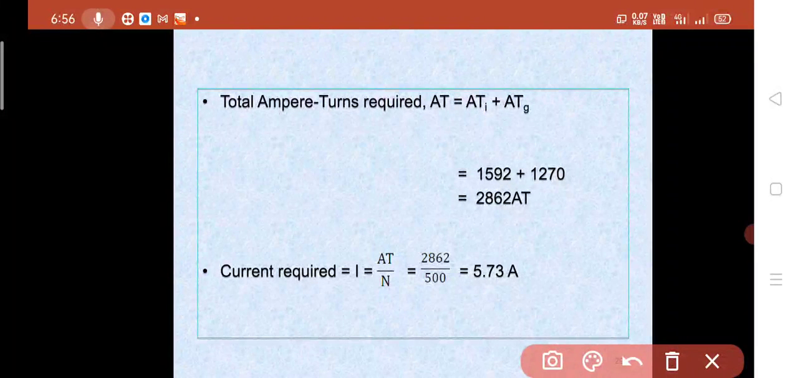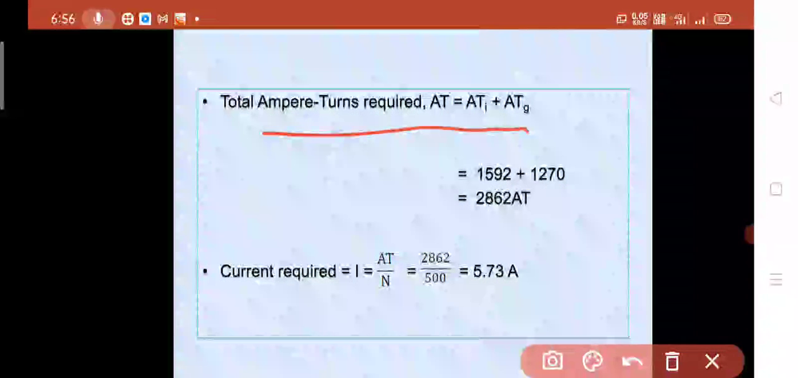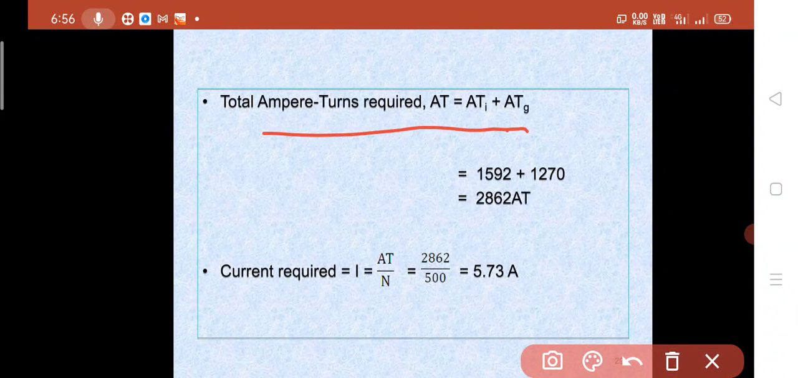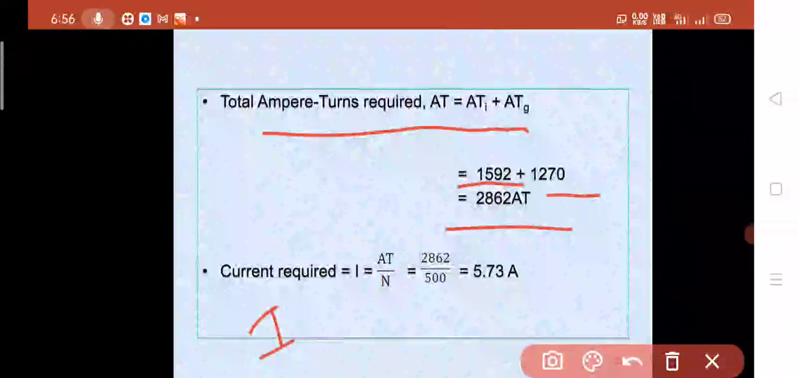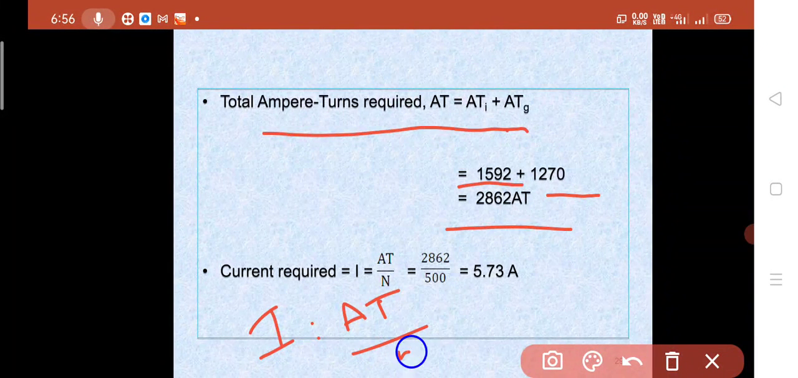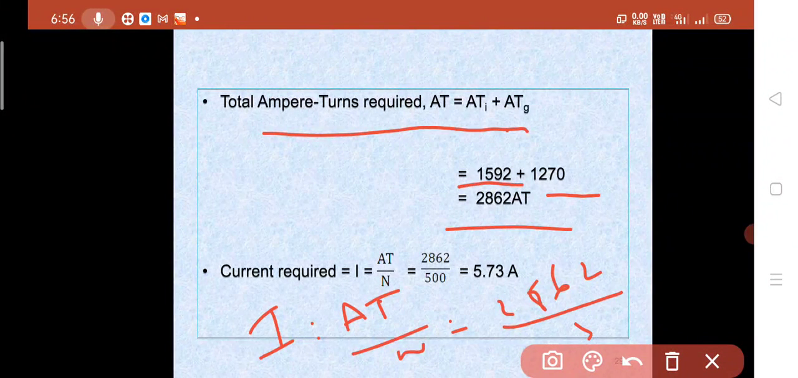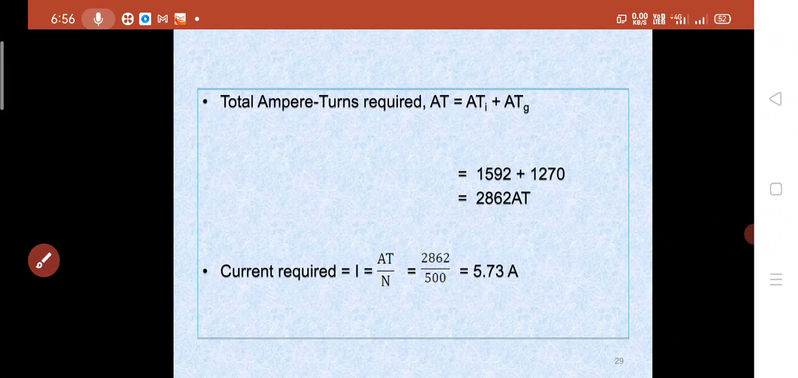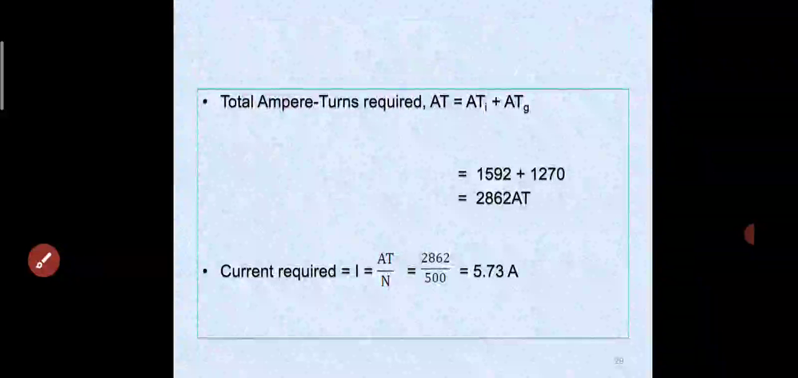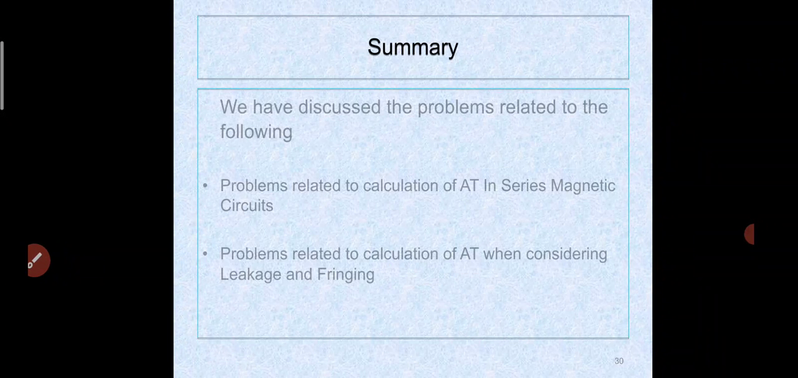Now total ampere turns required AT is equal to ATi plus ATg. So AT value is 1592 plus 1270, then 2862 ampere turns. The current required, I, is equal to AT by N. So this value is 2862 by 500. So the total current is equal to 5.73 amperes. Okay, this is the problem. You can practice once.